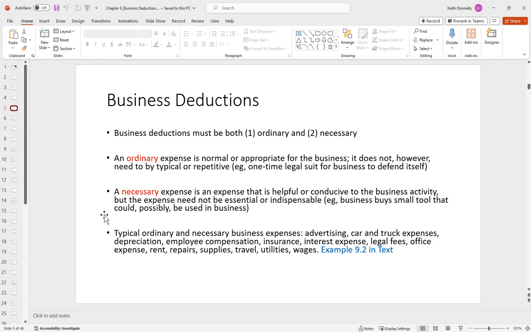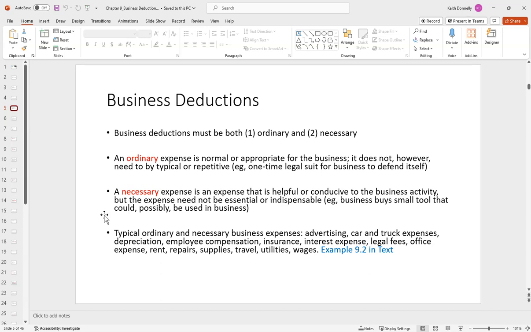When we talk about ordinary and necessary, what do these terms mean? Well, a business expense has to meet both. An ordinary expense is one that's normal or appropriate. It's what you'd think of with the business. It doesn't have to be repetitive or typical, like it's incurred every month. So if you had a one-time lawsuit, somebody slipped and fell on your premises and sued you, and you had to hire an attorney, well, that would be a business expense. It's a one-time thing.